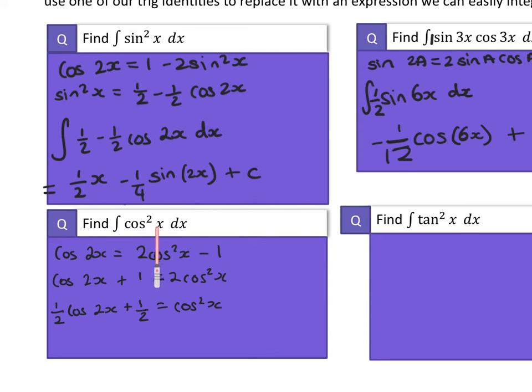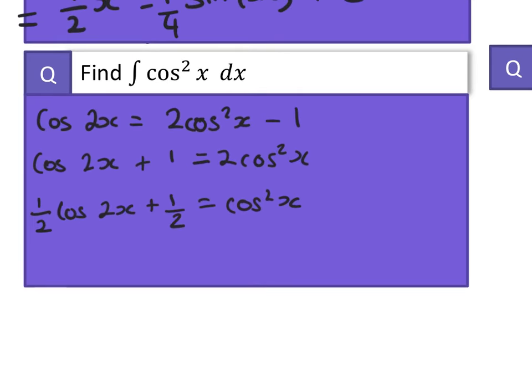So instead of integrating cos squared x, because we don't know how to do that yet in Pure 3, we need to rearrange it using a trig identity, and now we're going to integrate this. So now we want to integrate a half cos of 2x plus a half with respect to x. Now we know we have sine, cos, minus sine, minus cos. If we integrate cos, we're going this way to get sine. So we have a half sine of 2x.